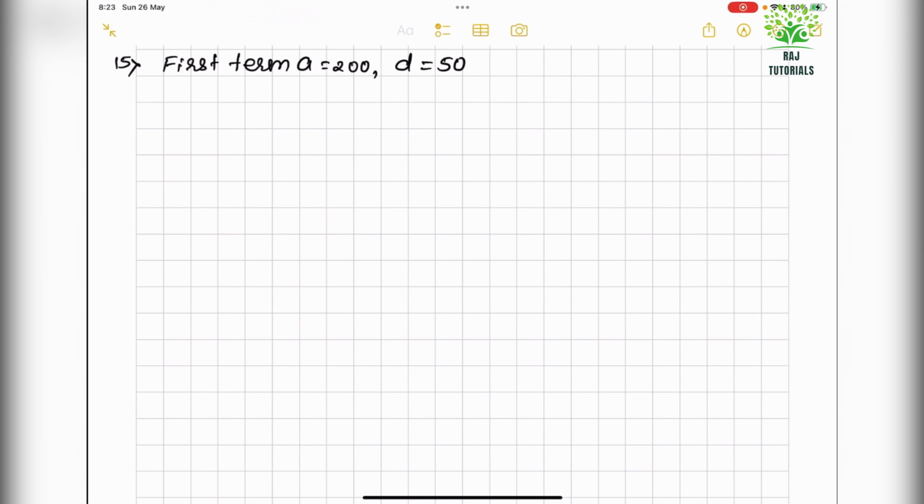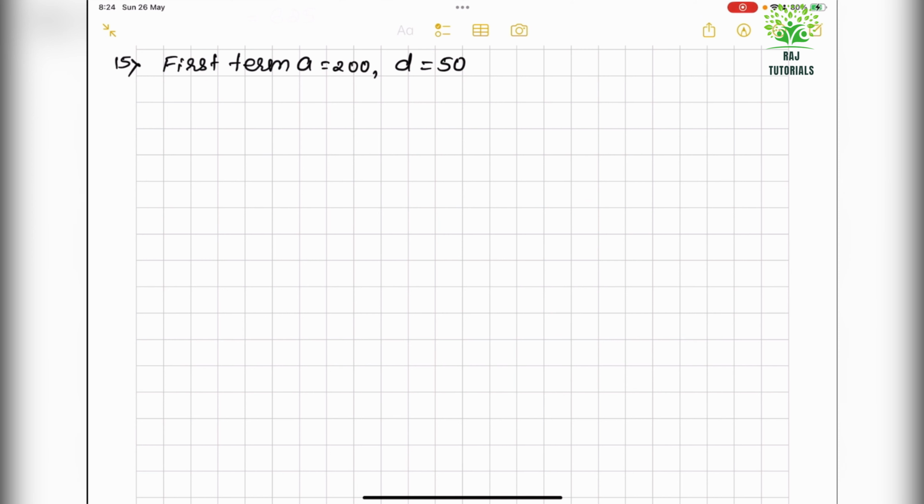Now the 15th question says a contract on a construction job specifies a penalty for delay of completion beyond a certain number of days as follows: rupees 200 for the first day. So a is 200, rupees 250 for the second day. So 250 means d will be 250 minus 200, so 50 rupees is the delay charge, that is d I got, and so on, 50 more than the preceding day. How much money does the contractor have to pay as penalty if he delays the work for 30 days?